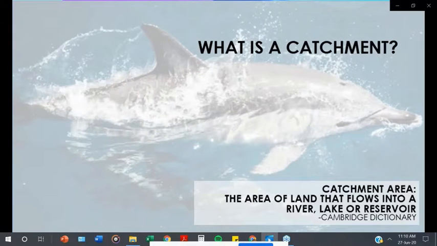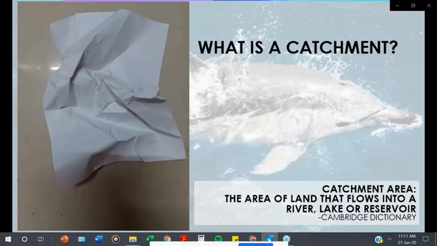Okay, so let's try and understand what is a catchment. A catchment area has been defined as the area of land that flows into a river, lake, or reservoir. Now, if you were to imagine this piece of paper as a piece of land, with ridges and valleys, I would like you to try and identify some catchments here. Can you see a flow pattern happening on this piece of crumpled paper? Can you see some catchments here? Can you see this catchment? This is a catchment, and the water will flow in this direction towards the base of the catchment.